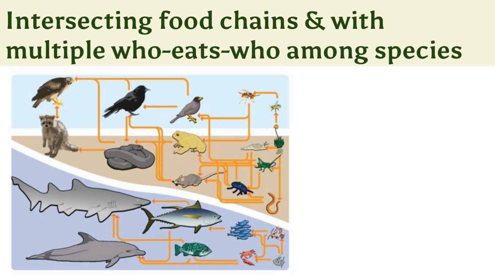All right, intersecting food chains. A food web represents multiple pathways through which energy and matter flow through an ecosystem. It includes many intersecting food chains. It demonstrates that most organisms eat and are eaten by more than one species.